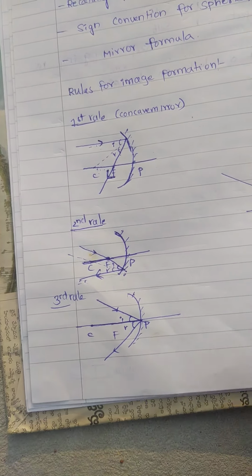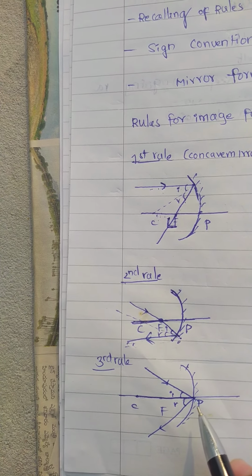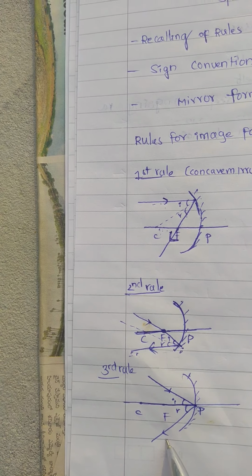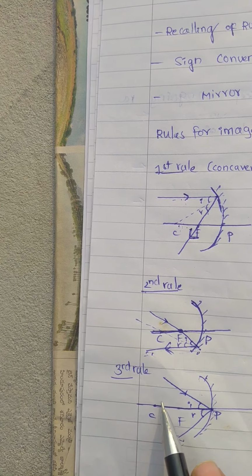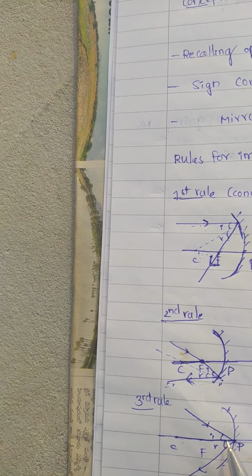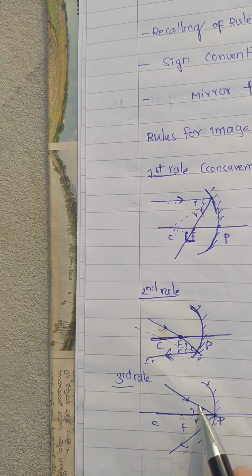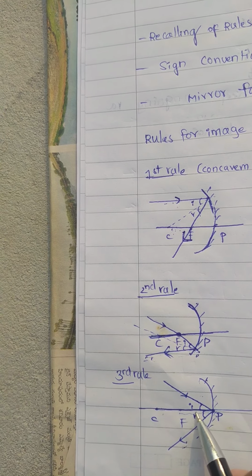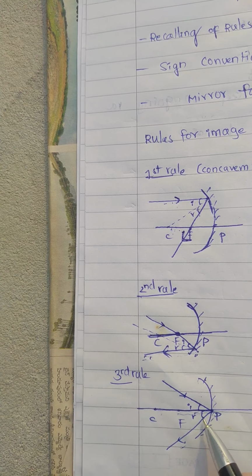See the third rule: when the incident light ray is incident obliquely on the pole, after reflection it is reflected obliquely from the pole. It is an incident light ray, it is a reflected light ray. The normal itself falls on the principal axis. So it is the principal axis. Angle of incidence means the angle made by the incident light ray and the normal. Angle of reflection means the angle between the reflected light ray and the normal.